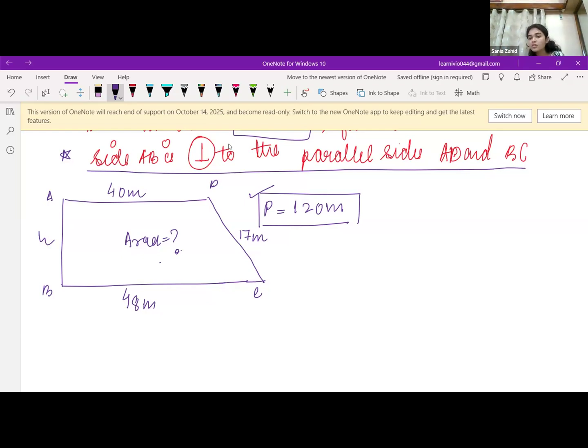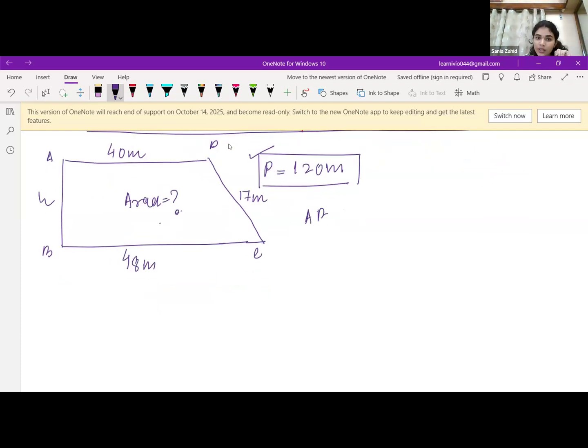For figures like a trapezium or a triangle, the perimeter formula is not specially defined. For a rhombus it is defined as 4 into side, but wherever it is not defined, it's just the sum of all sides. So you will do AB plus BC plus CD plus AD is equal to the perimeter. So 40 plus 17 plus 48 plus height is equal to perimeter 120.